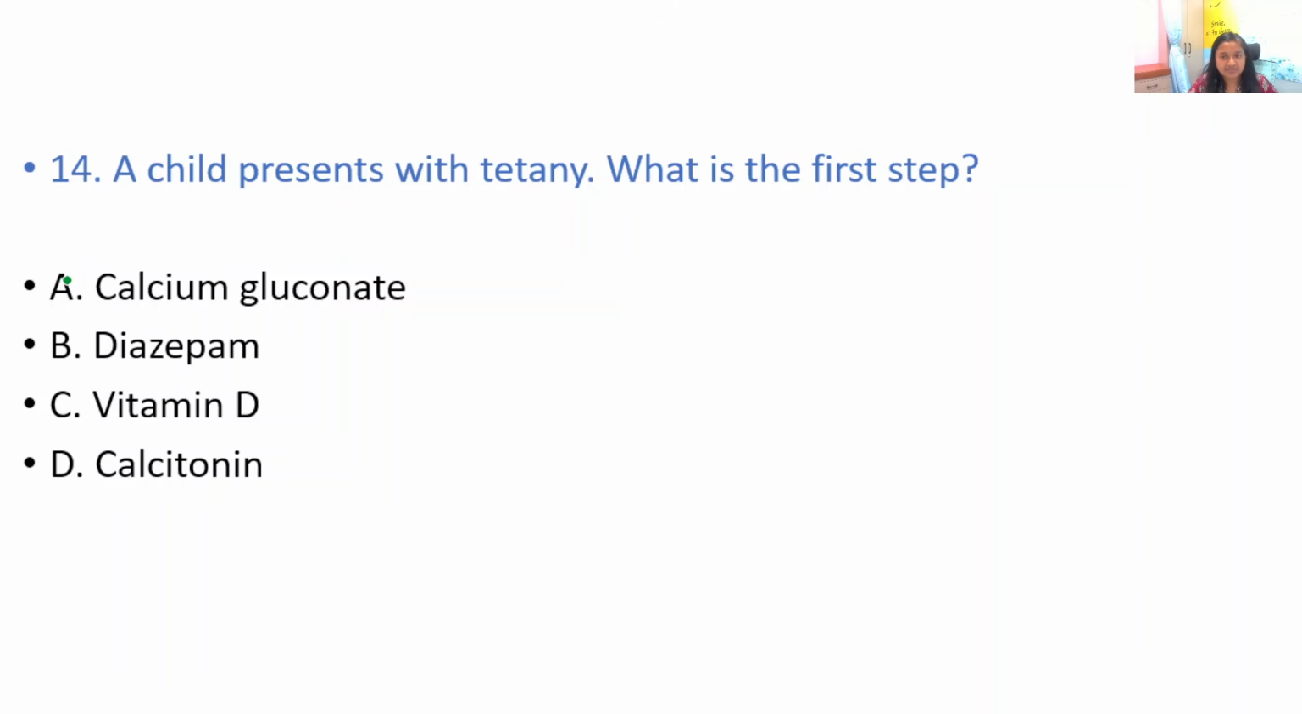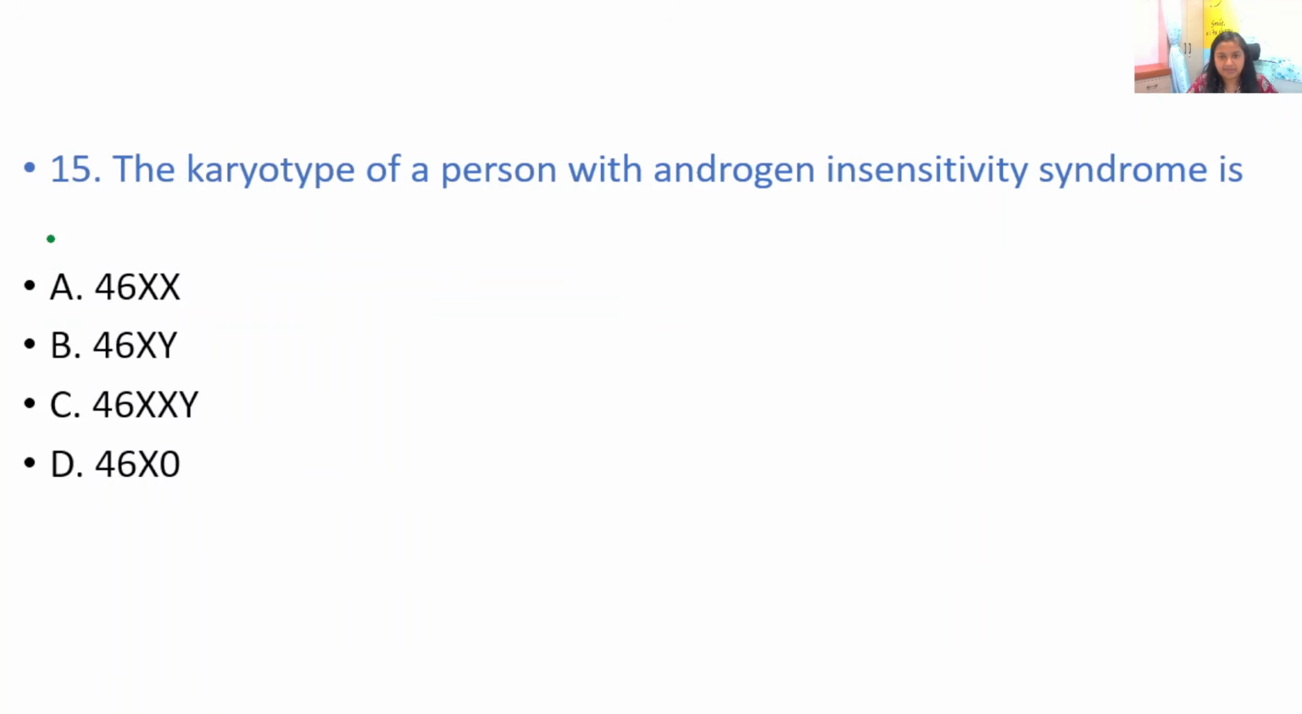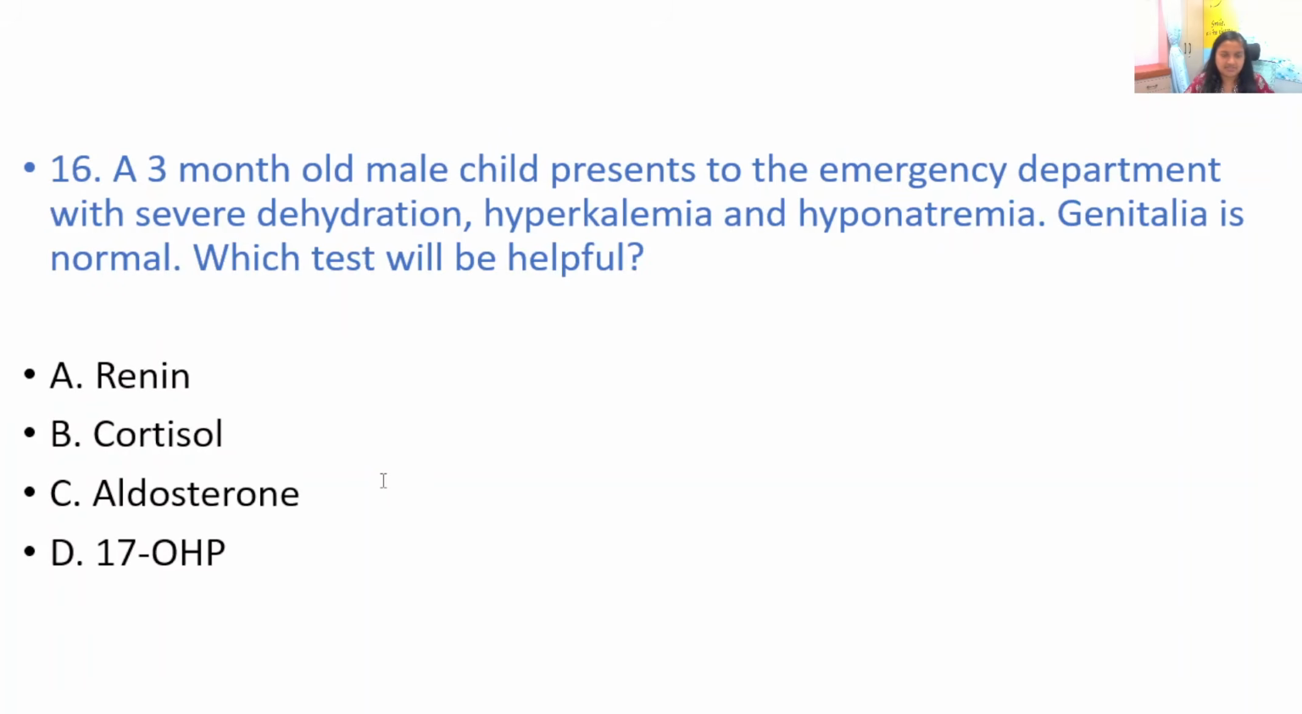A child presents with tetany. What is the first step? So the first step in treating tetany is treat with IV calcium gluconate infusion, and then you can start on the definitive management. The karyotype of a person with androgen insensitivity syndrome is, remember that these are karyotypically males, 46XY, and there is androgen insensitivity. So the karyotype is that of a male, 46XY.